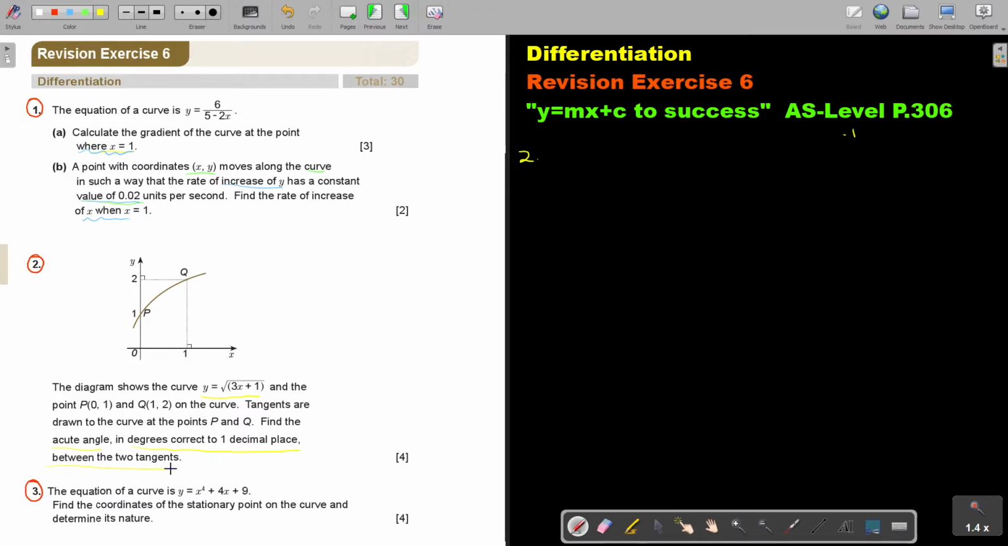So basically, I'm going to differentiate. I'm going to find this tangent, and then I can find the angle in between them. Okay, so let's just start with my formula. So what is my formula?